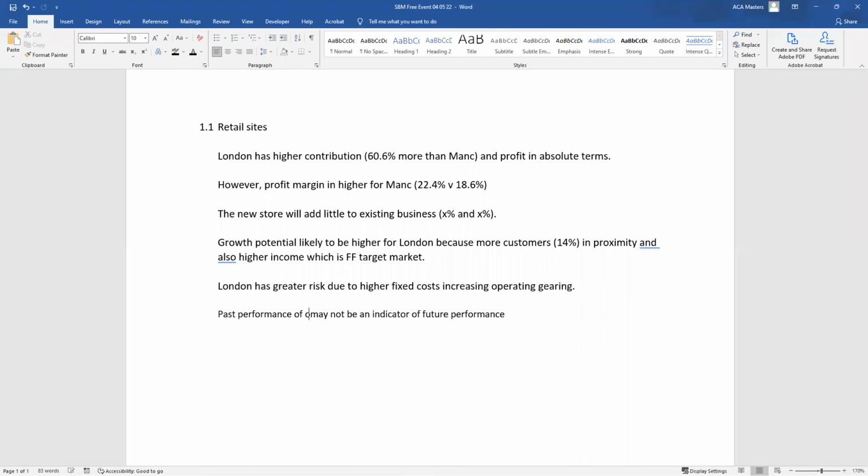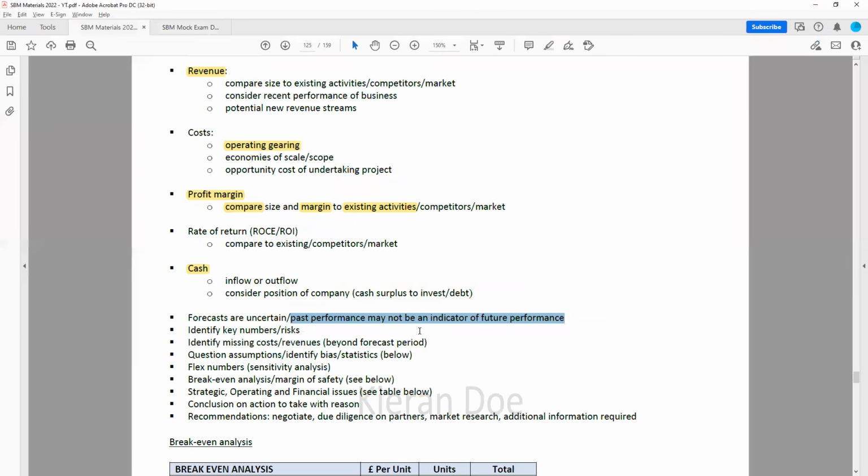But you can say, past performance of other retailers may not be an indicator of future performance, or relevant to fresh foods, especially because fresh foods is different, or is a differentiator, and not similar to typical retailers. So again, that would be an example of how you could question some of the data and why that might not be realistic.